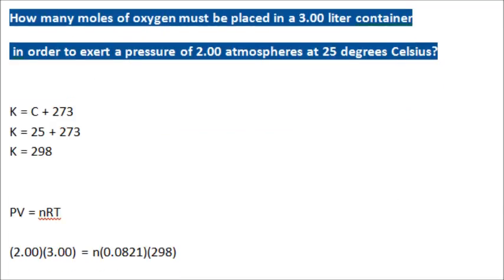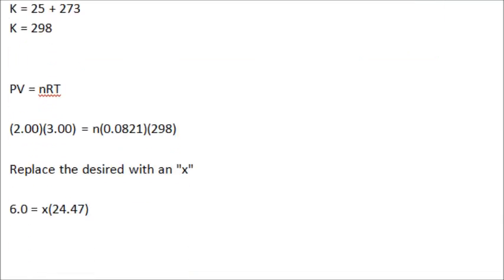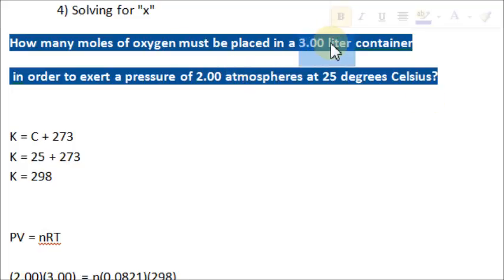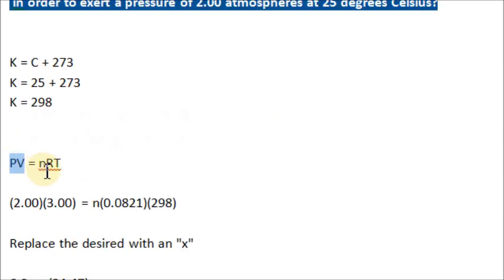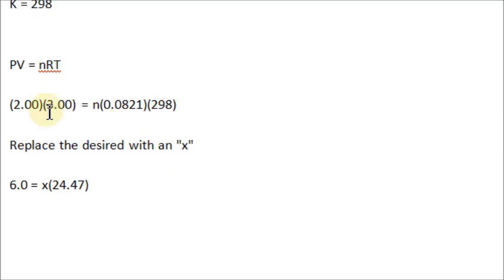Conversions done. Step 2, plug in the givens. What are we given? We're given volume, pressure, and temperature, and we always know R. So in PV equals nRT, plug in 2, 3, 0.0821, 298. n is what we're trying to find, so replace that with an x. 2 times 3 equals 6, equals x times 0.0821 times 298, which equals 24.47.